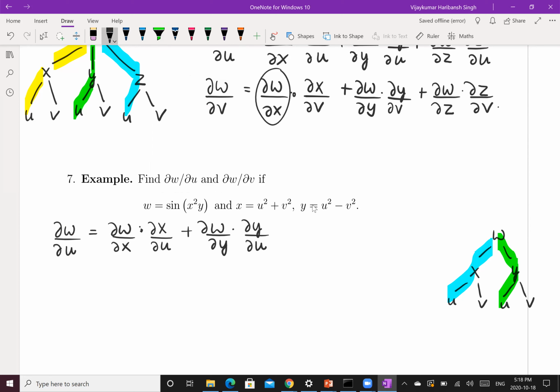So let's compute this. What is ∂w/∂x? I'm going to do this on the fly. The derivative of sine is cosine, so cosine of x squared y multiplied by the derivative of the inside with respect to x, where y is a constant and comes out, and the derivative of x squared is 2x. So this part is just here. Now what about the other part? Multiplied by ∂x/∂u, which is simply 2u. I'm going to mark it so that you see the correspondence.